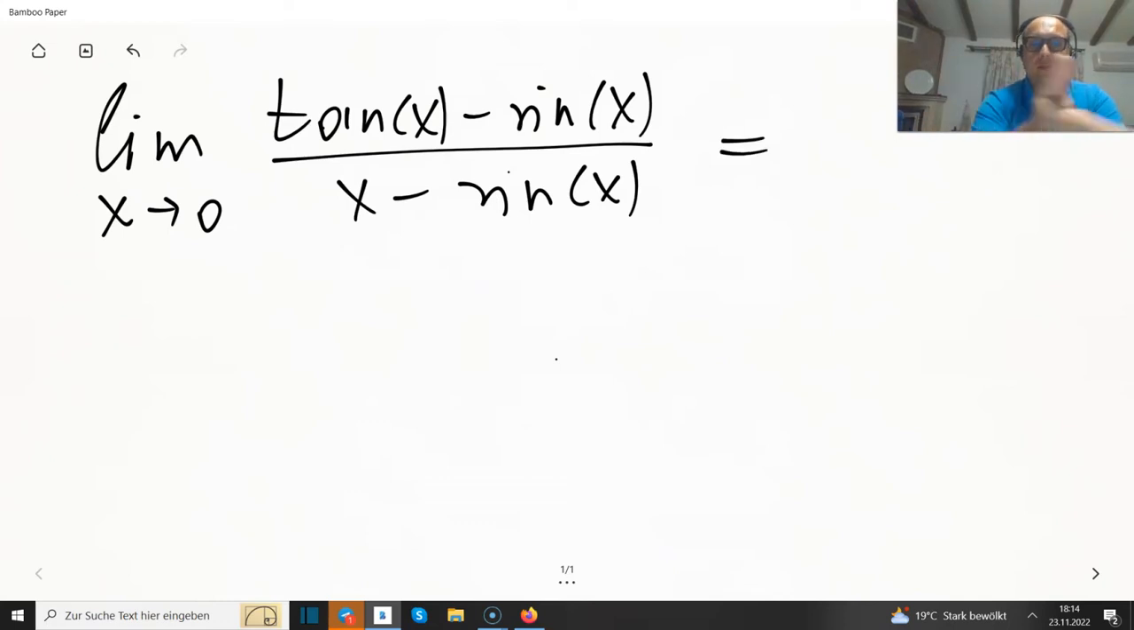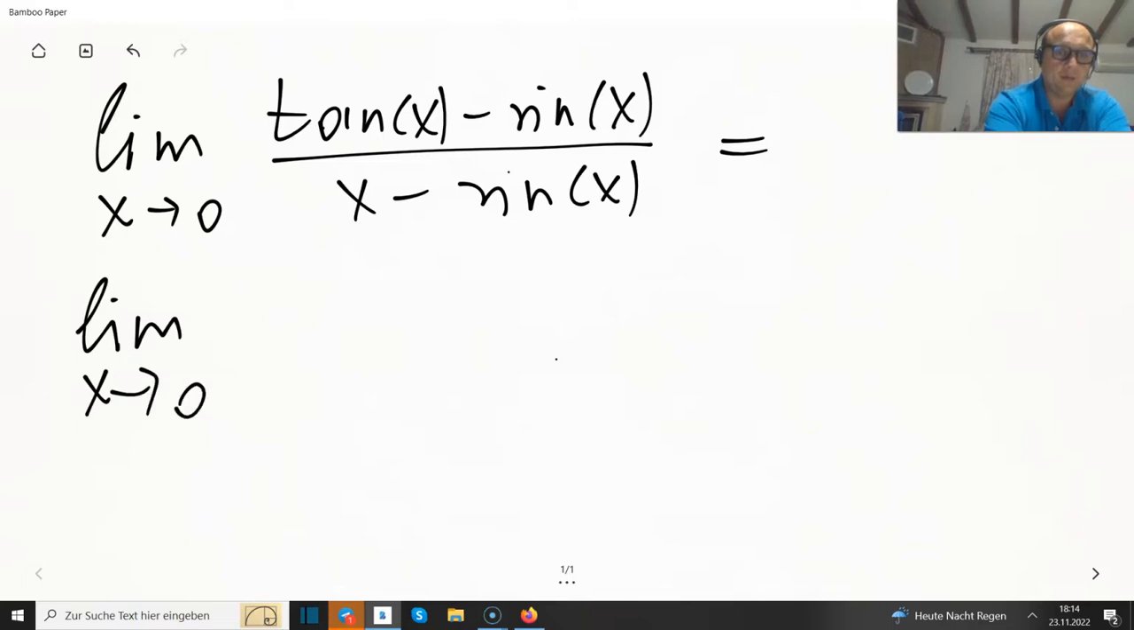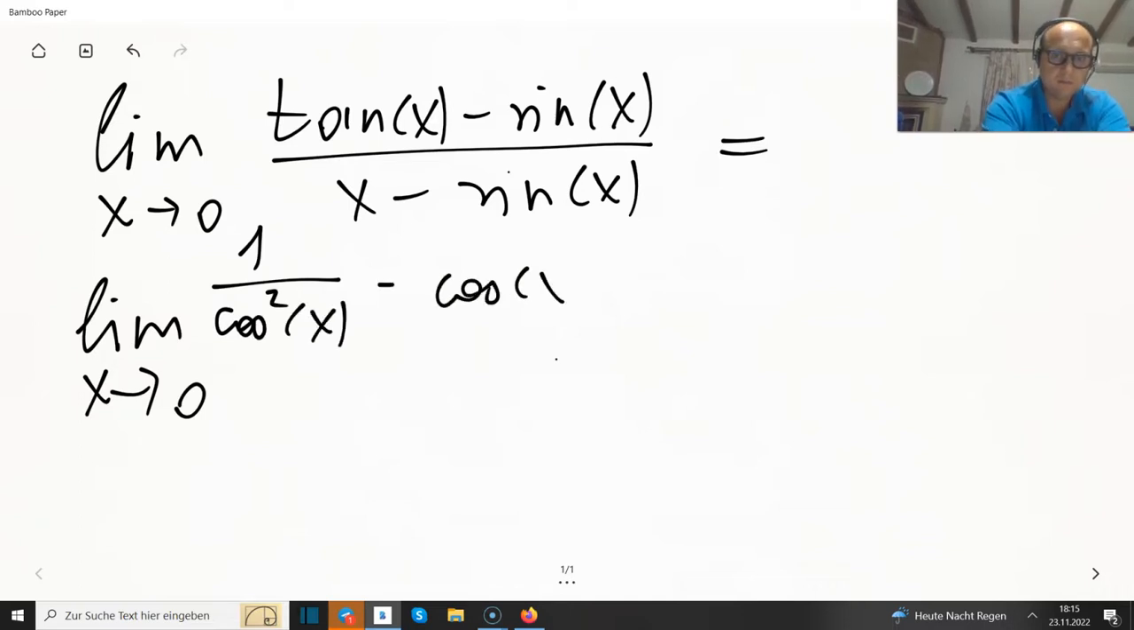So if we put zeros for x in each case, we're going to get 0 divided by 0. Both the numerator and the denominator are differentiable, so we can take derivatives by the rule of L'Hopital. The tangent is giving us 1 divided by the cosine squared of x, minus cosine of x, divided over 1 minus cosine of x.